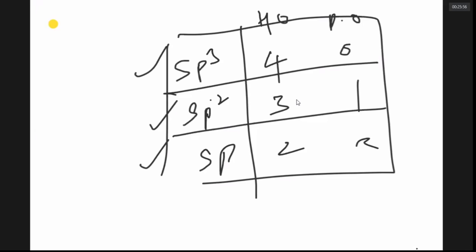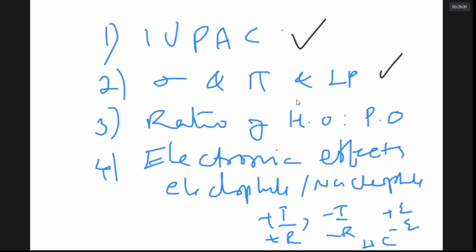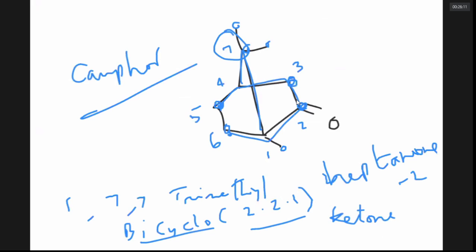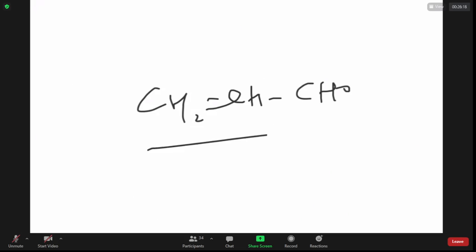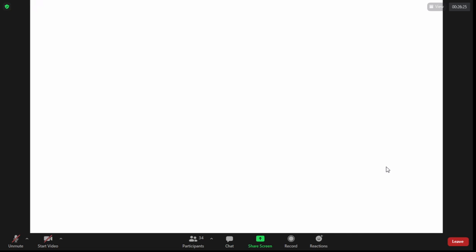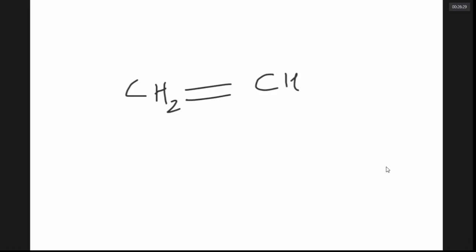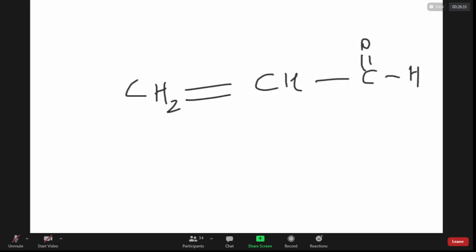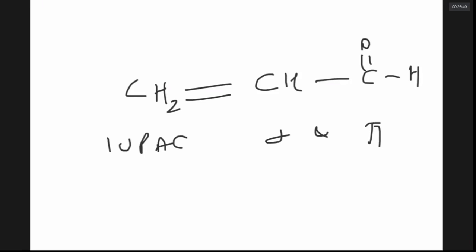So if I'm looking at the model questions: IUPAC names, sigma and pi bonds, and lone pairs, I gave an example. Finally, this compound is called acrylonitrile. Acrylonitrile is the common name. I am writing again: CH2=CH-CHO. What is the IUPAC name of this compound? Also the sigma and pi bonds, and the ratio of hybrid orbitals to pure orbitals. Write down these 3 answers.